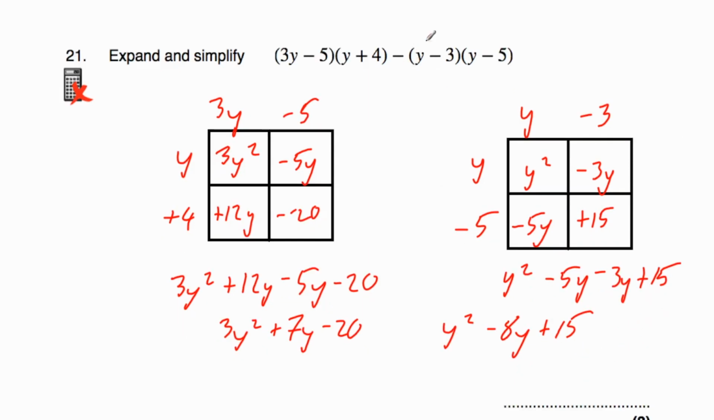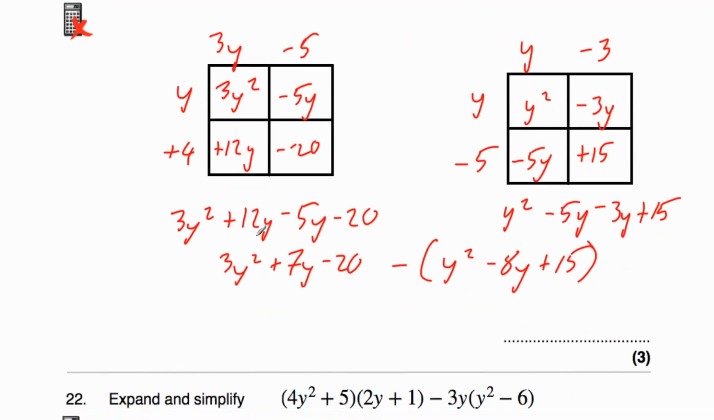Okay, now if we go back up to our question, we've got to be careful here. If we just get what we get when we expand our brackets, whenever we use our grids, and we just put a subtract here, we're going to get the wrong answer. Because we've been asked to subtract all of this, so we're subtracting all of this from y squared plus 7y minus 20. So we're subtracting everything. We can't just subtract the y squared, we're going to subtract the minus 8y, and we're going to subtract the 15 as well. So let's see what we get.